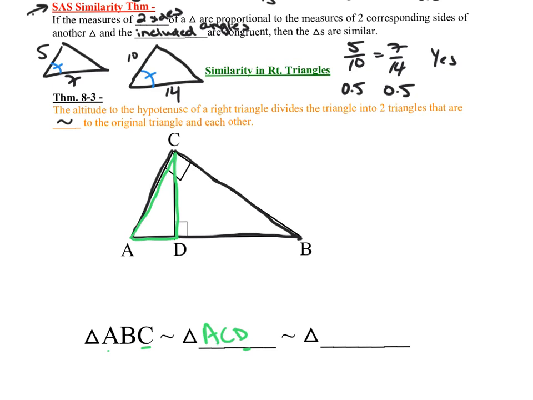And then the second triangle we have is CBD. And again, we want to make sure that we are careful about our ordering so that the congruent angles are noted. Let me know if you have any questions.